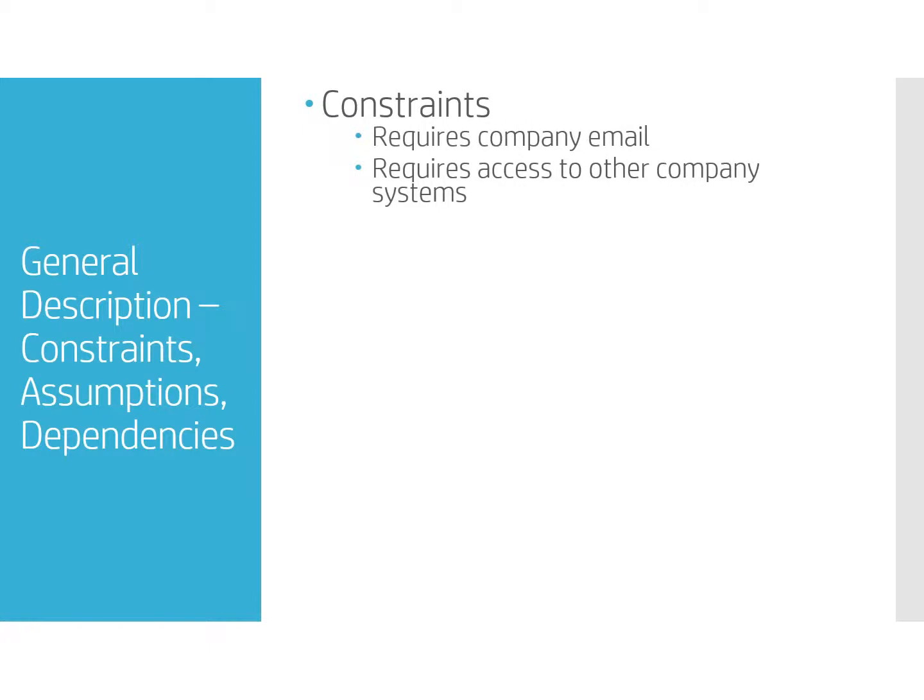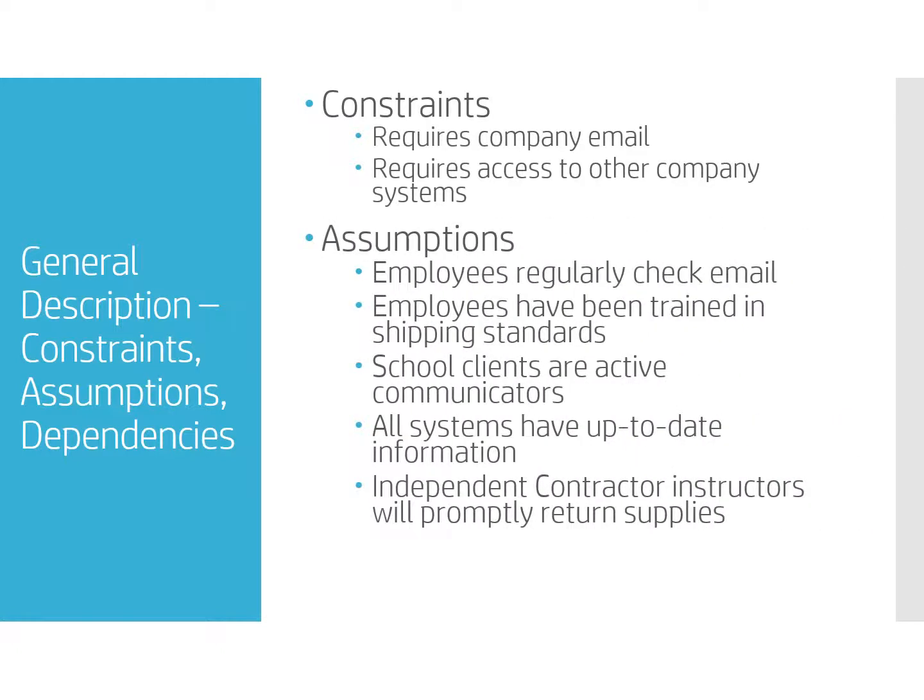There are a few constraints that have been identified for the system. The first is that it requires all employees to have access to company email and access to company systems. There are also a few assumptions that were made in designing the system. These are that employees regularly check their email, employees have been trained in shipping standards, school clients are active communicators in tracking supplies, all systems have up-to-date information.